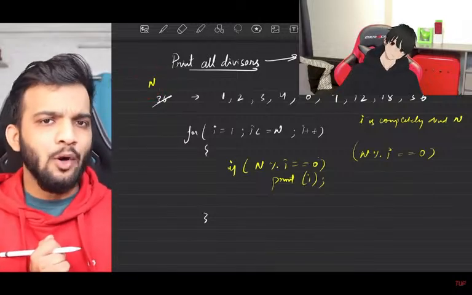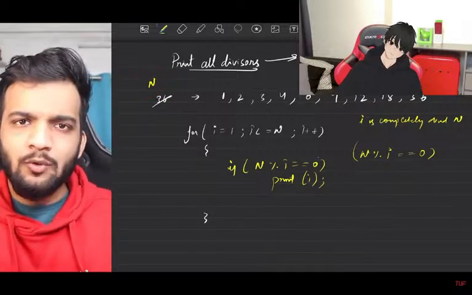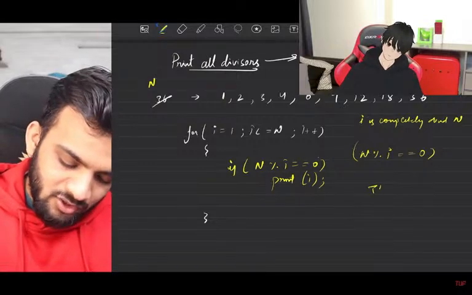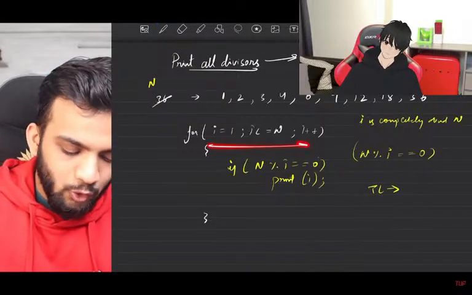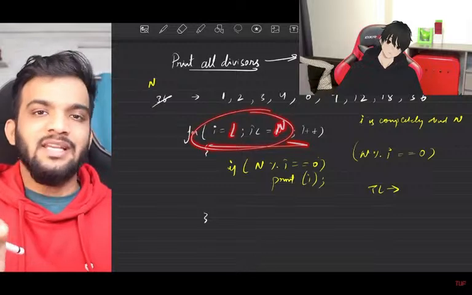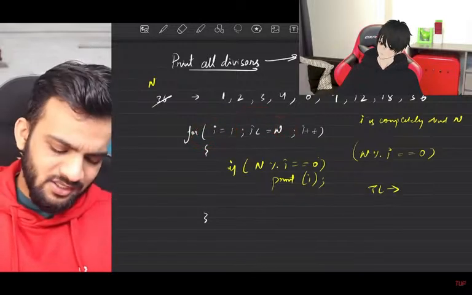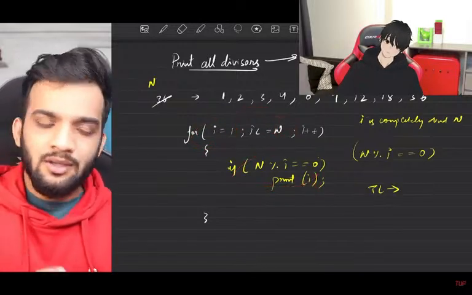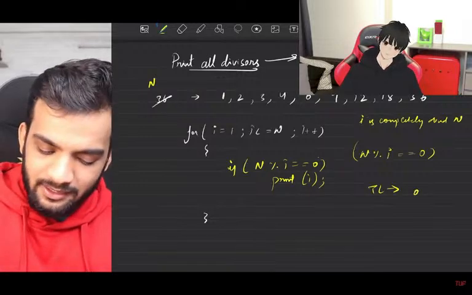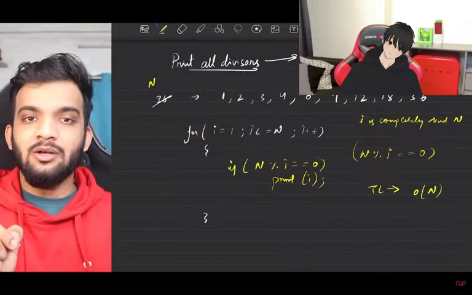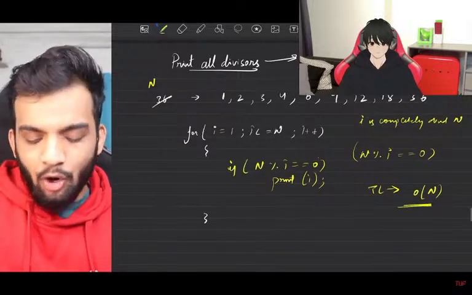If I talk about the time complexity, if I ask you what is the time complexity of this code, you'll say it's very simple. Since the loop is running from 1 to n, it's taking n iterations, and this is a unit operation, so let's not calculate it. Thereby, the time complexity of this particular approach is nothing but big O of n.